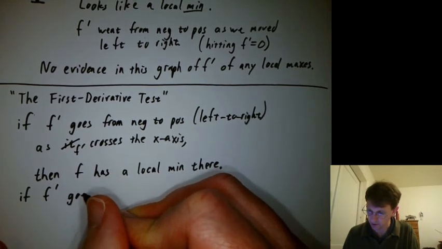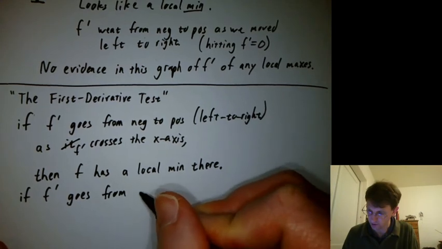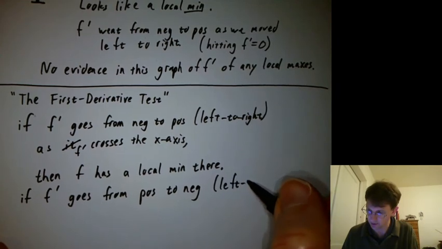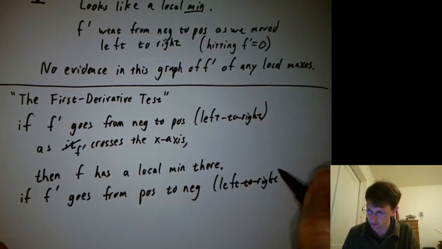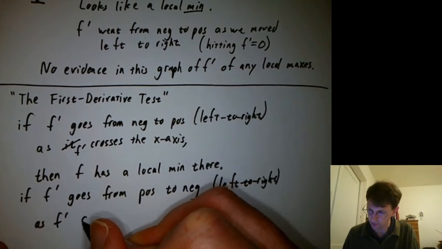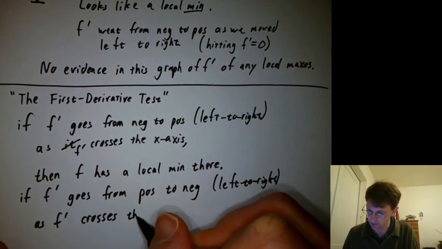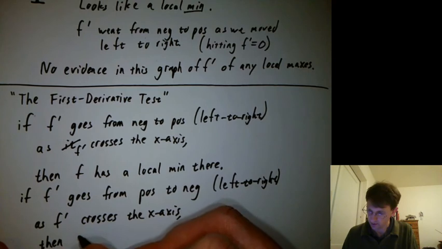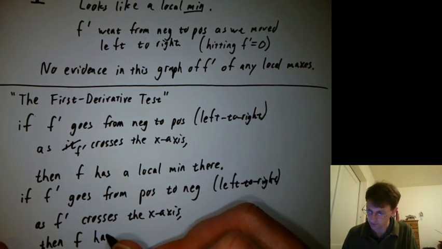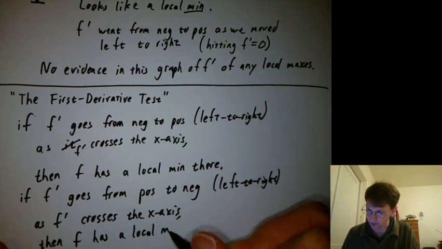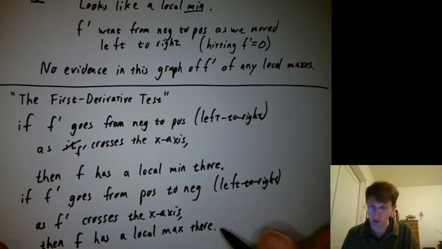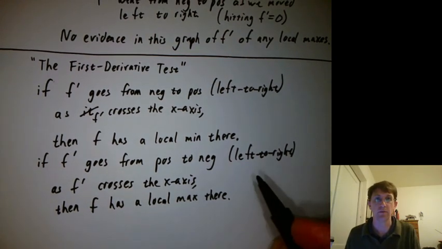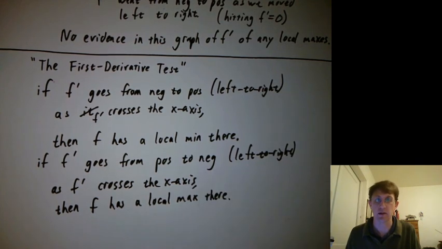If f prime goes from positive to negative, again left to right, as f prime crosses the x-axis, then f, the original f, has a local max there. Now we aren't saying whether it's a global min or max because we don't know how this function behaves anywhere else. So it's hard to guarantee anything, but we're pretty sure it has a local min or max there.